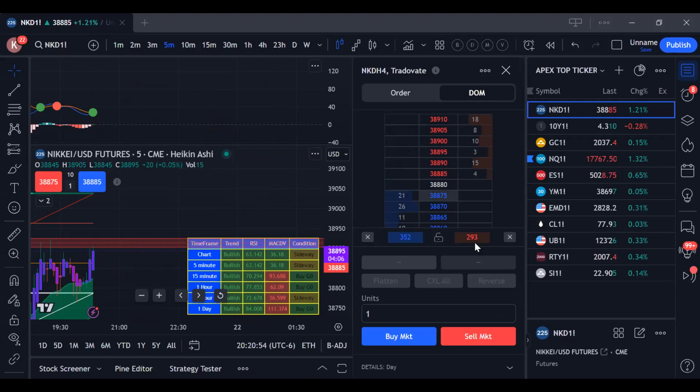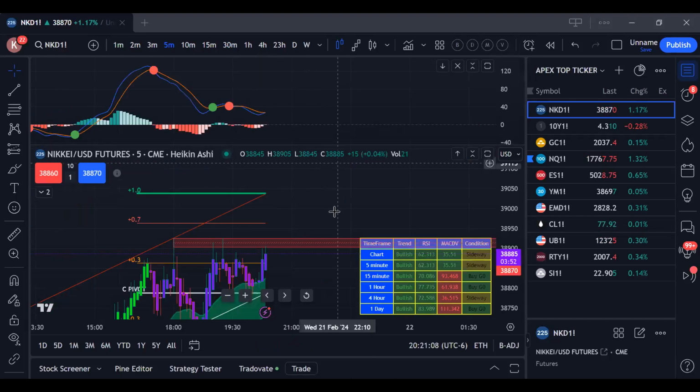350 people want to buy, 293 people want to sell. That means there are more buyers than sellers, so there is more bullish pressure than bearish pressure. So you can, but because there is resistance, let us just give it another 5 minutes and then we can take the trade.